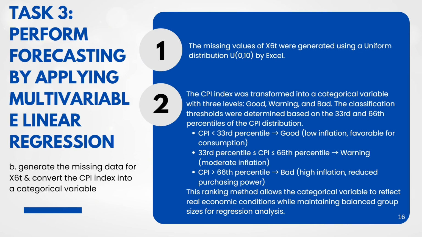Next, for CPI, we use the 33rd and 66th percentiles of its distribution to build 3 categories. Values below the 33rd percentile are good, indicating low inflation and a supportive consumption environment. Values between the 33rd and 66th percentiles are warning, where price pressure starts to appear. Values above the 66th percentile are bad, reflecting high inflation and weaker real purchasing power. These transformations keep the three-level structure but make the categories balanced and economically interpretable for the actual CPI data.